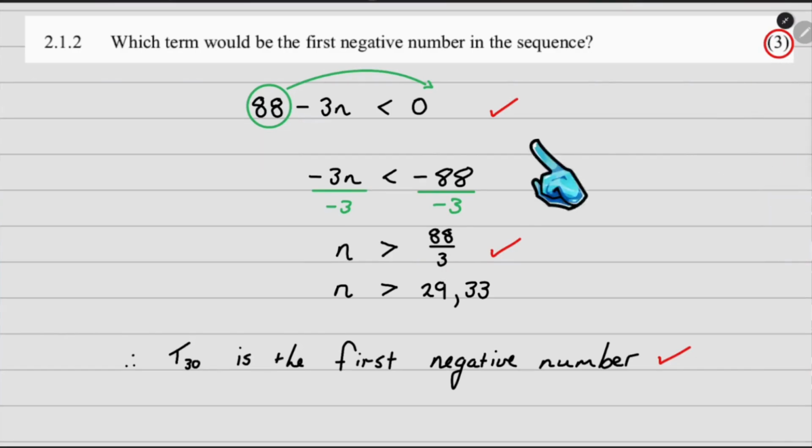And your 3 marks are earned from modeling this thing to be smaller than 0, n is greater than this number, and your final answer will earn you the 3rd mark.